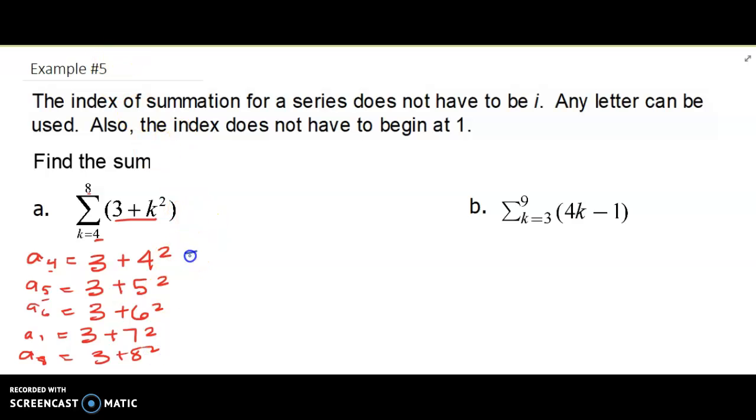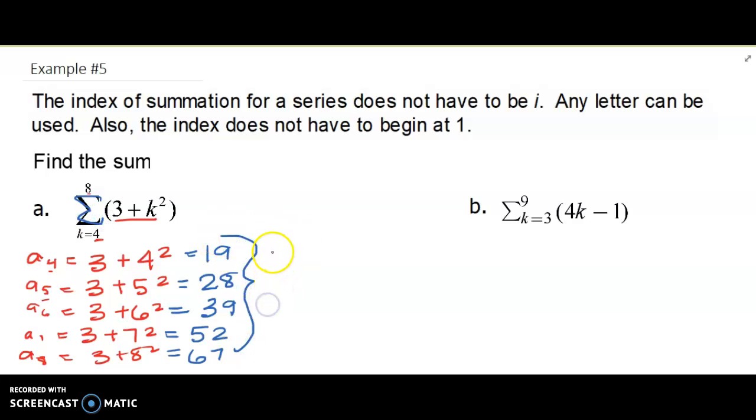Now 3 plus 16 is just 19. This is 3 plus 25, which is 28. This is 39, 52, and 67. And then this sigma here, this funky looking backwards E thing, means I have to add all these, so I find the sum of all of them. If you put that in the calculator and find the sum, I get 205. So that would be my answer.